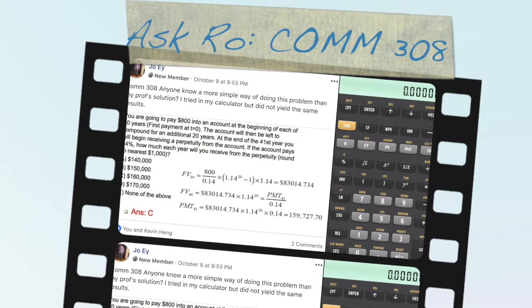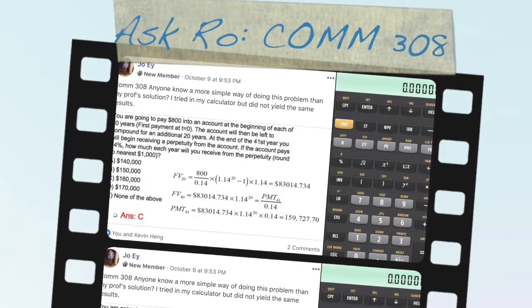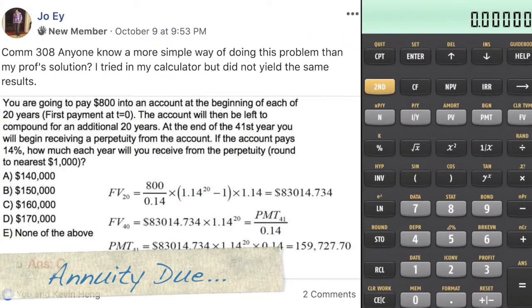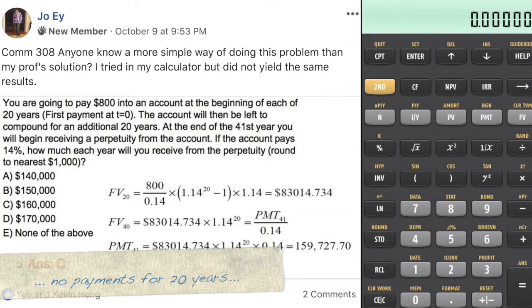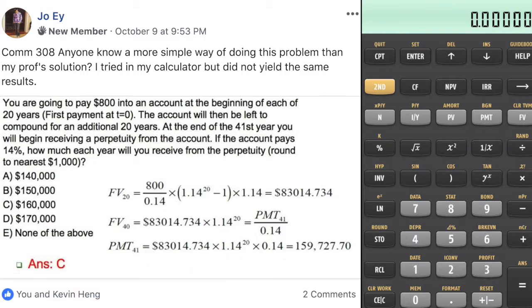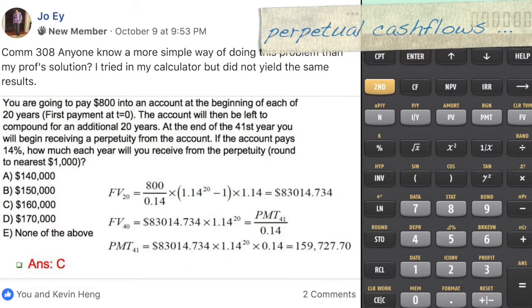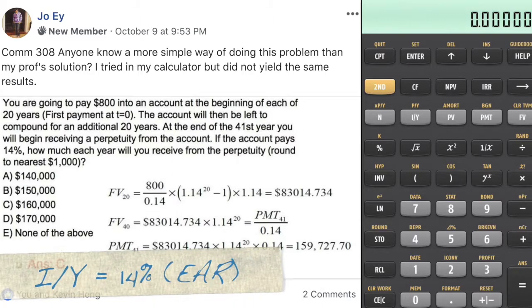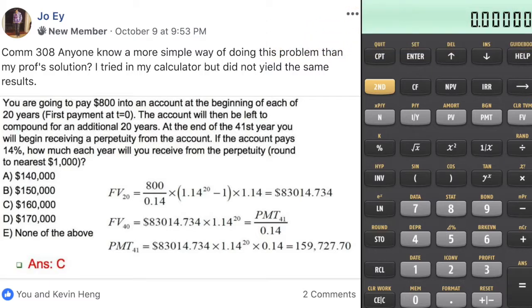So here I was asked a question for COMM 308, Introduction to Corporate Finance. Let's have a look. You're going to pay $800 into an account at the beginning of each of 20 years, with the first payment today at t equals 0. The account will then be left to compound for an additional 20 years. At the end of the 41st year, you'll begin receiving a perpetuity from the account. If the account pays 14%, how much each year would you receive from the perpetuity? Round to the nearest thousandth.